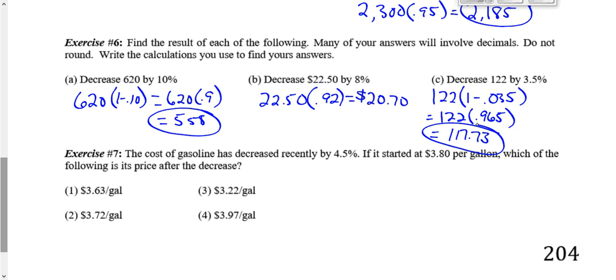All right, last one here. Cost of gasoline decreased recently by 4.5 percent. I wish that was true. Started at 3.80 per gallon. What's the new price? I'll let you guys figure that out. 3.80 times 1 minus something. Go ahead. What's the answer?